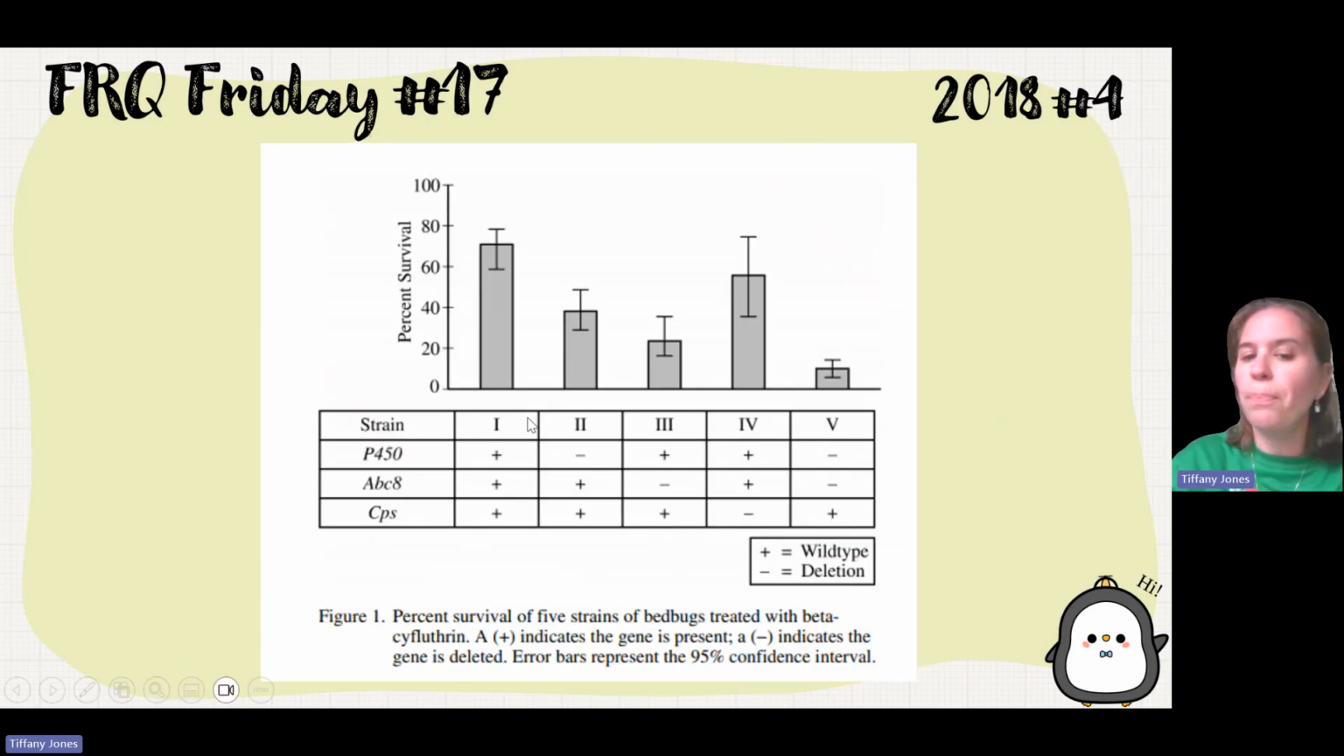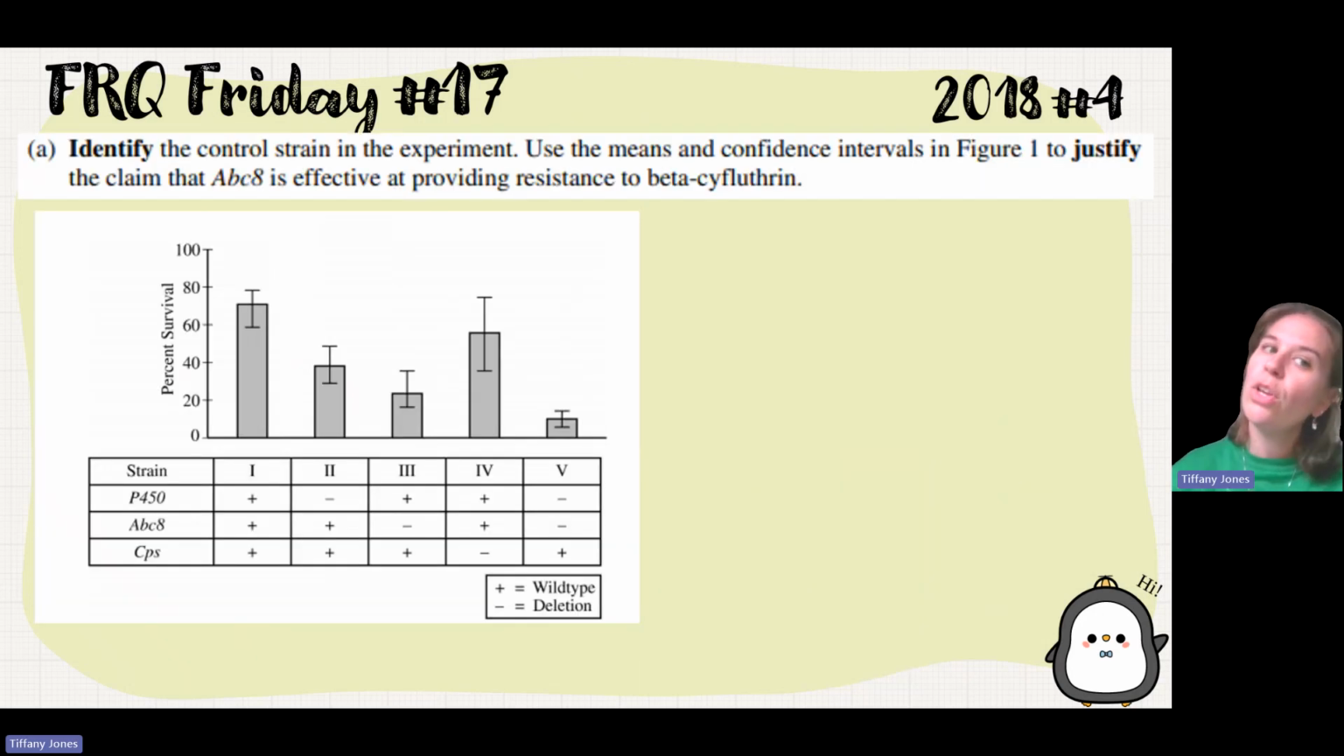So here we see in strain 1 that it has all 3 of the different genes. Strain 2 is missing P450, strain 3 is missing ABC8, strain 4 is missing CPS, and strain 5 is missing both P450 and ABC8. So the first question is identify the control strain in the experiment.